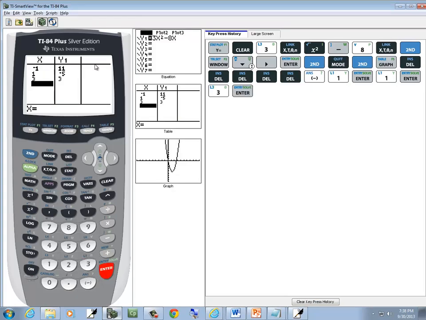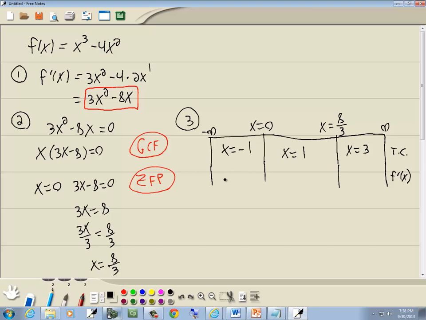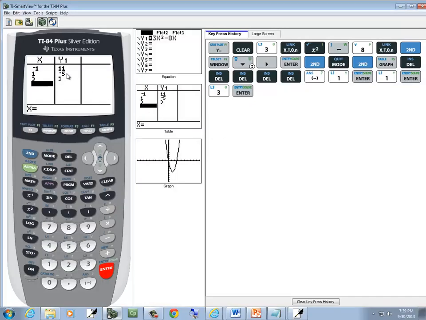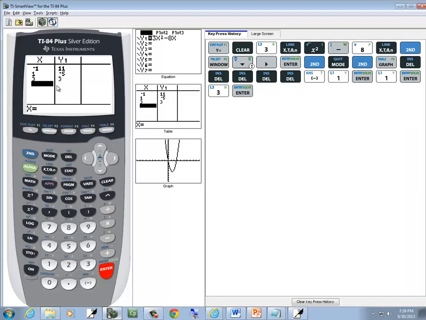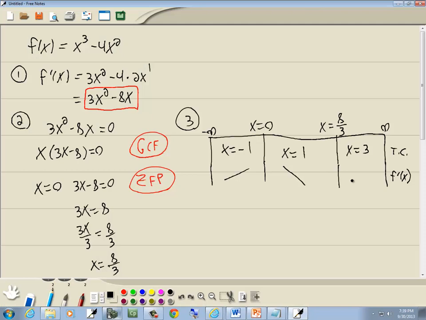Okay, negative 1 gives us a positive 11. Positive means it's increasing in that interval. Now 1 here gave us a negative 5. Negative means it's decreasing in this interval. And 3 gave us 3, which means it's increasing in this interval.